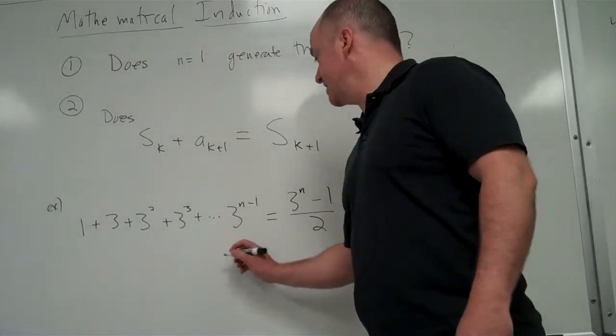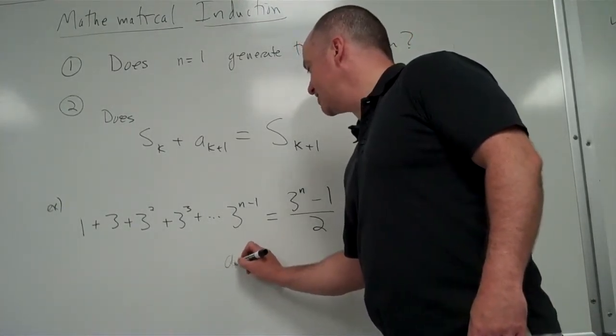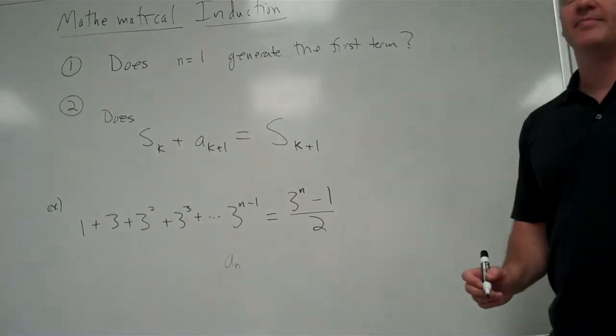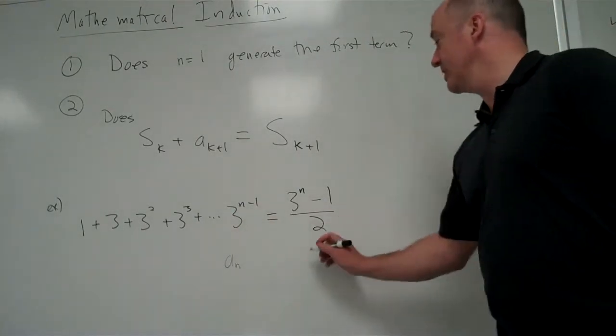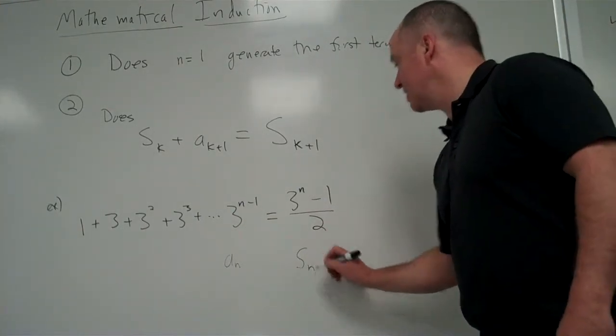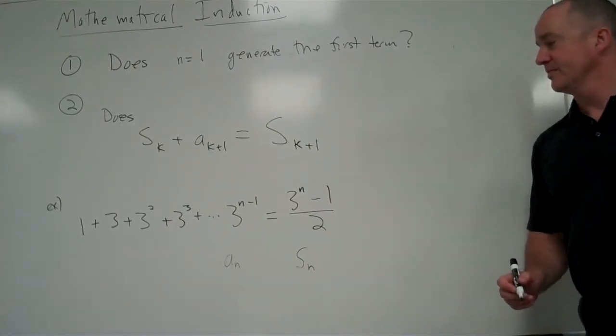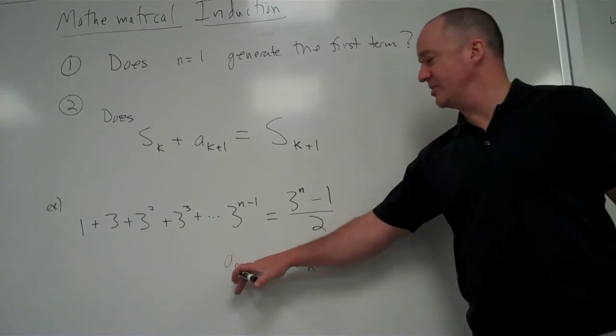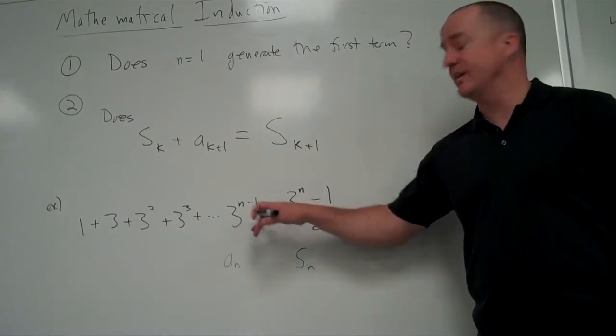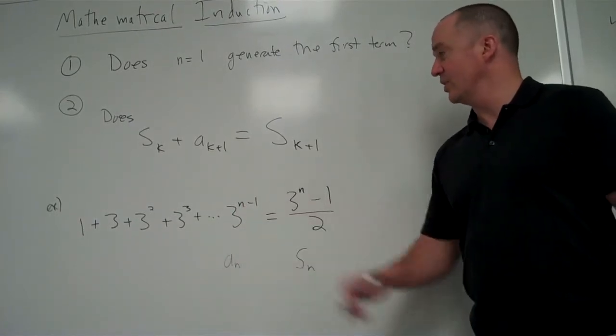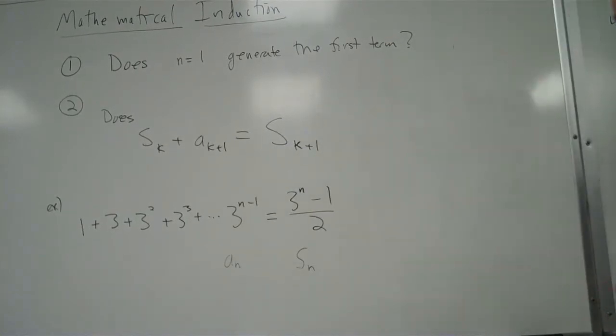Here's the notation I didn't give before. This is your a sub n. Remember that from the first day? This is what generates each term. This is your sum formula up to the nth term. So use the notation we did on the first day. Another way to say this is: if a sub n equals 3 to the n minus 1, does s sub n really work as a summation formula? So, step 1.